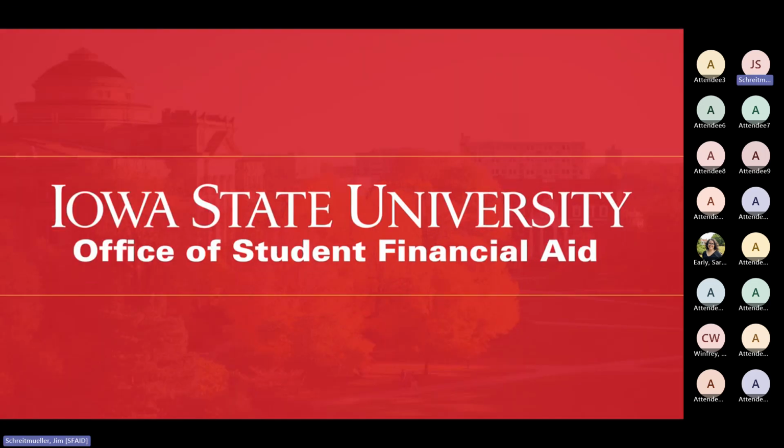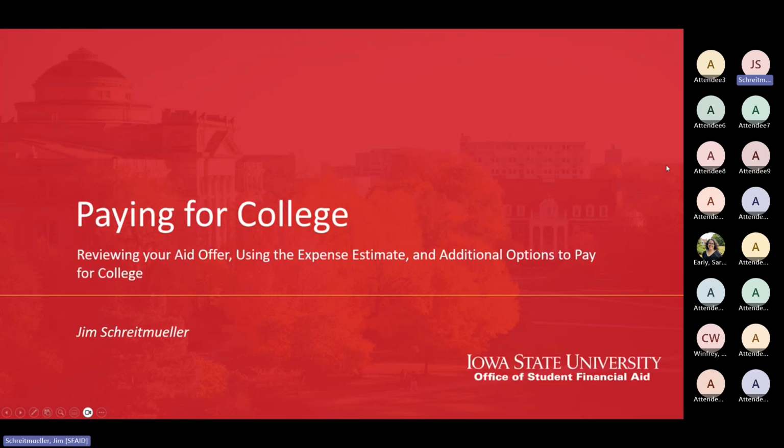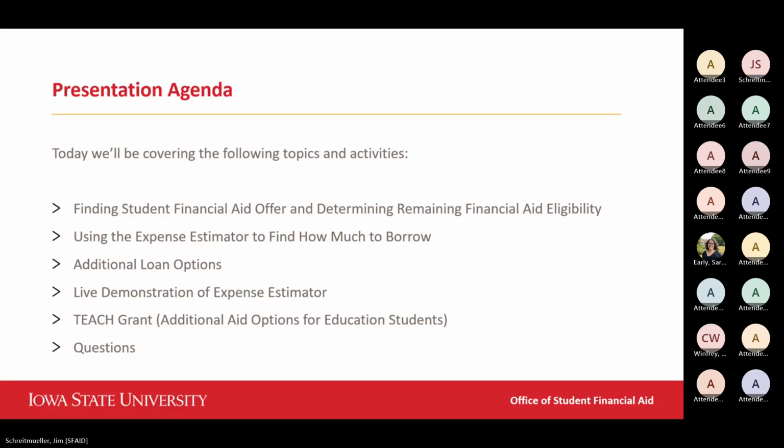All right. So this is the Iowa State University's Office of Student Financial Aid's presentation. My name is Jim Schreitmuller, and I'm an advisor here in the office. And today we are going to be presenting on paying for college. So today we'll talk about reviewing your aid offer, using the expense estimator tool, and additional options to help pay for college. So the presentation agenda today will be covering the following topics and activities.